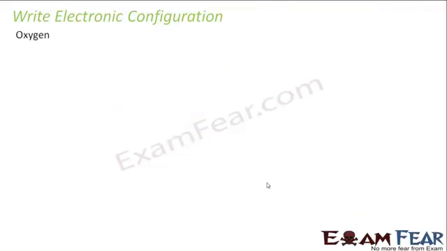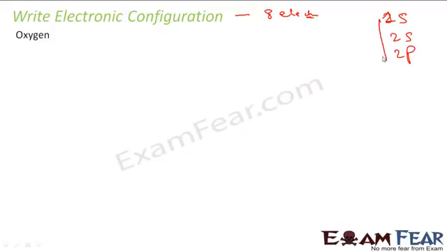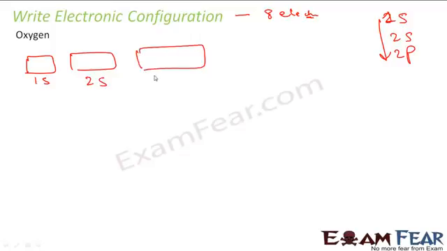S subshell has 1 orbital. Let's take oxygen. Oxygen has 8 electrons. Correct? So again I have 1s subshell, lowest energy. Then I have 2s subshell, then I have 2p subshells in the increasing order of energy. So let's write 1s subshell. It will have 2 electrons. 2s subshell, then I have 2p subshell. 2p subshell will have 3 orbitals. So I drew 3 boxes.